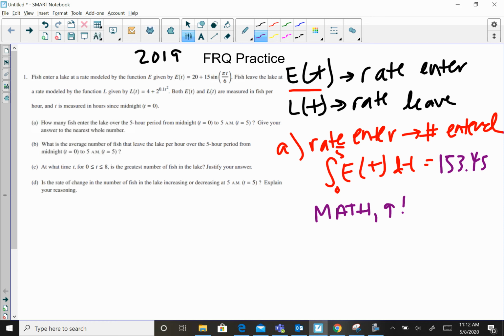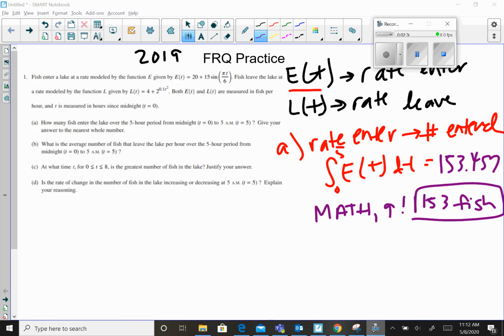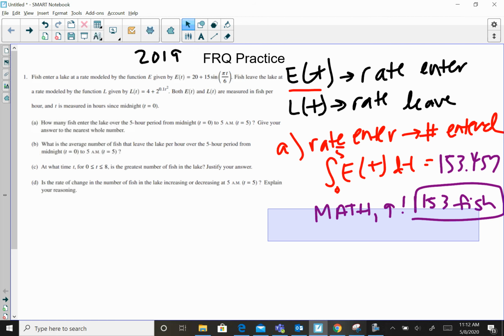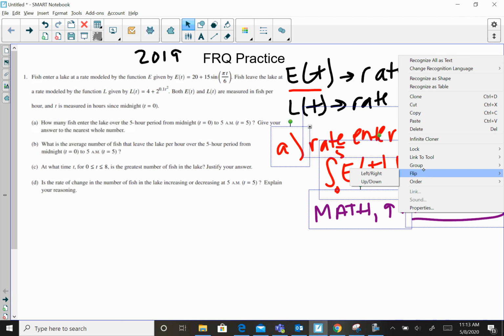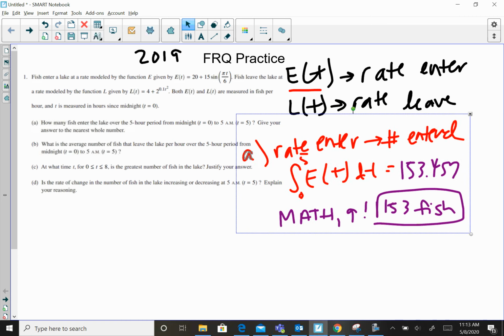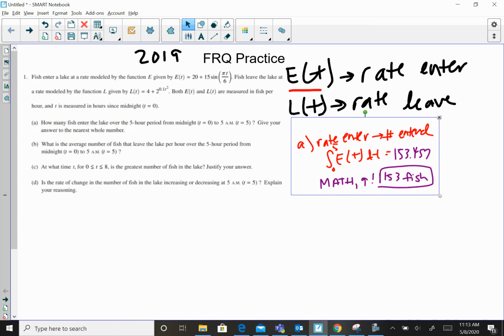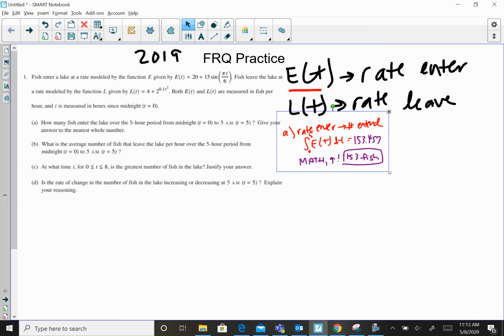153.457, which is not quite enough to round to the next whole number. It says give your answer to the nearest whole number. So this would be 153 fish. I know that's weird. Let me just double check with the key, but I'm pretty sure that you don't round up if it's not over 5. Yeah. Okay, so 153 fish. There's part A. So that's the number of fish that have entered. I took my rate at which they enter and integrated it, and now I got the number of fish that entered in the first 5 hours.